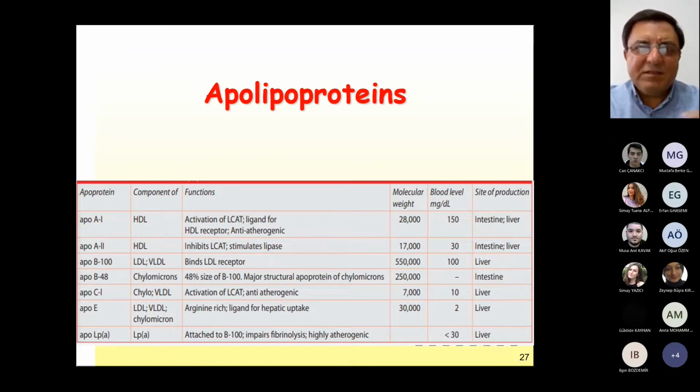These are apolipoproteins, and they are generally investigated in classes, as you see on the table, and they have some special functions like ApoA1 and ApoB100 and the others on the slide.